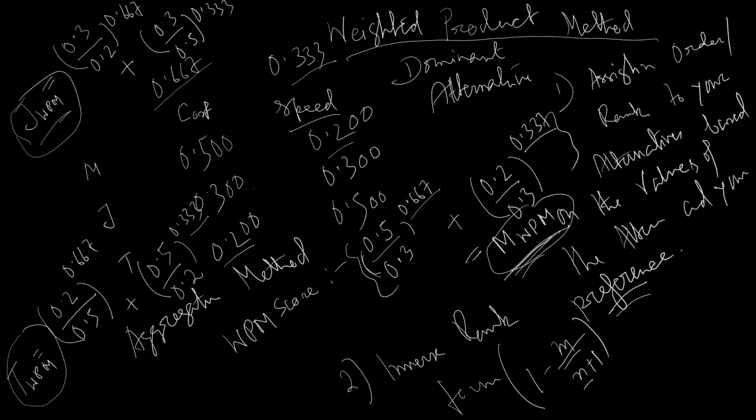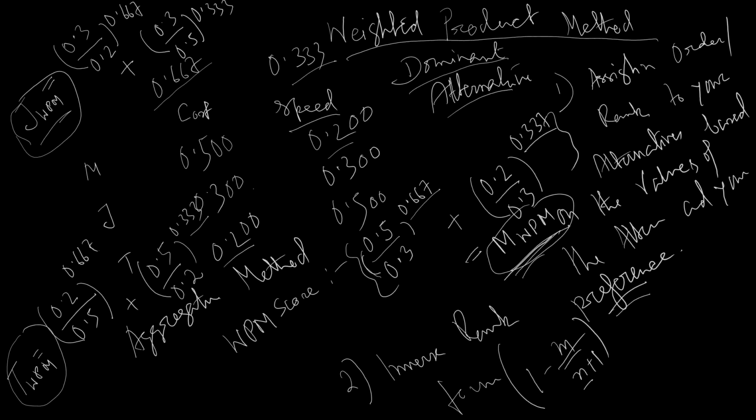After finding the WPM score, we compare the WPM scores of all the alternatives, and the alternative which has the highest WPM score is selected as the best alternative or the dominant alternative among all of these three. So this is a very simple example with which I have tried to explain these very easy methods, the weighted sum method and the weighted product method. The first two steps for both cases are the same.